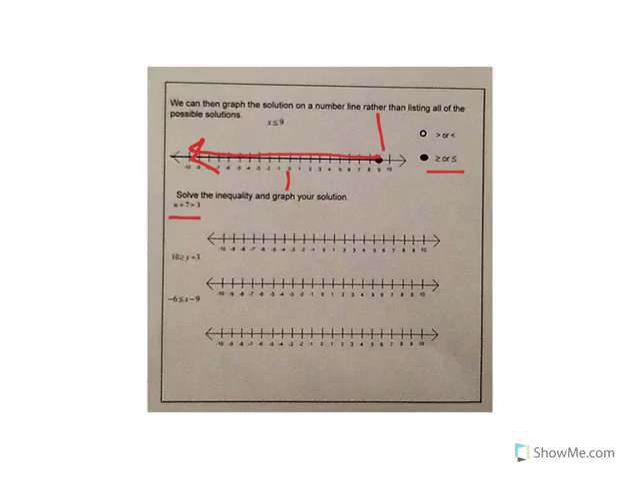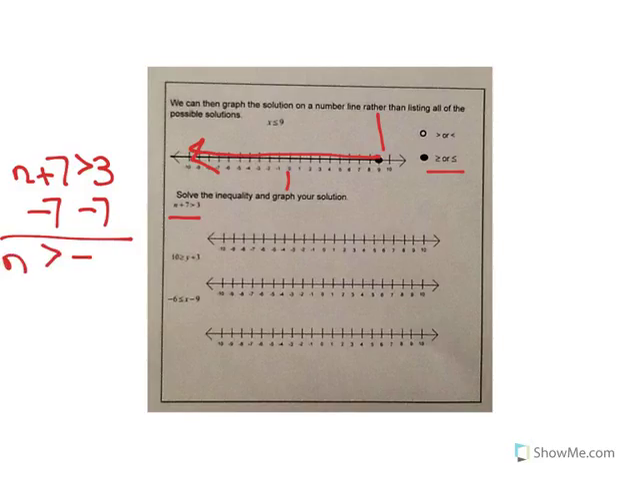Now, this inequality says n plus 7 is greater than 3. So what I'm going to do is subtract 7 from both sides, just like I would with an equation. n is greater than negative 4.